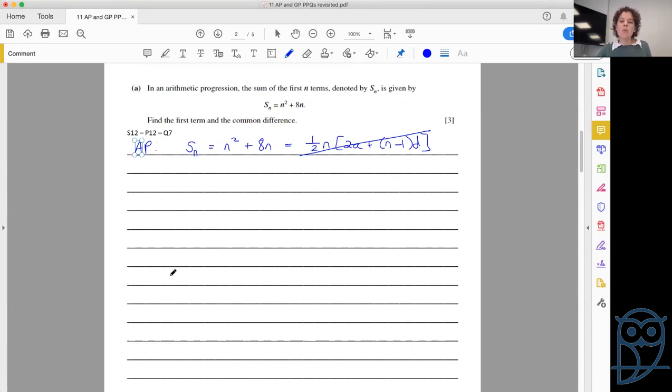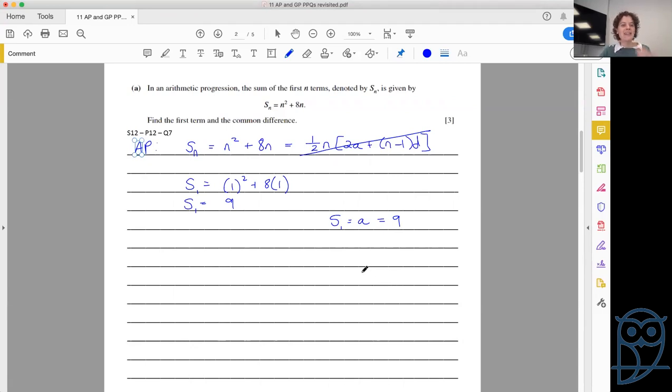We're going to think back and say, what does Sn actually mean? It means the sum of that many terms. So if we said the sum of one term, this would equal 1 squared plus 8 times 1. Again, substitution in brackets. Sum of one term, therefore, equals 9. Okay, that's all very well and good, but what does the sum of one term mean? Remember, we always start summing from the first term, so the sum of the first term is the first term. So S1 equals A equals 9.